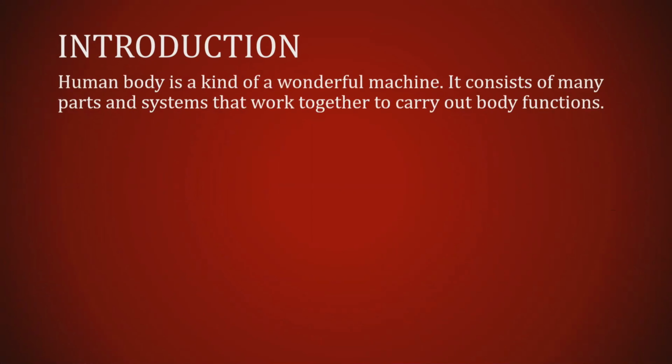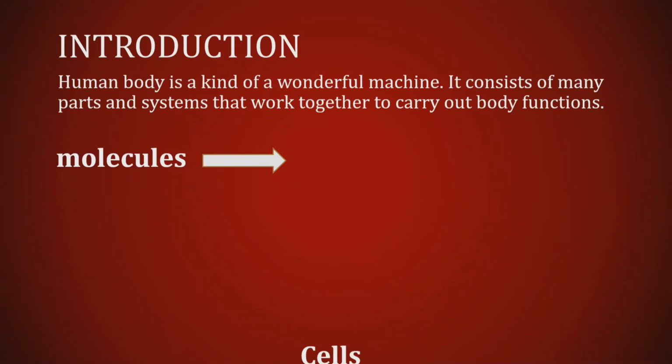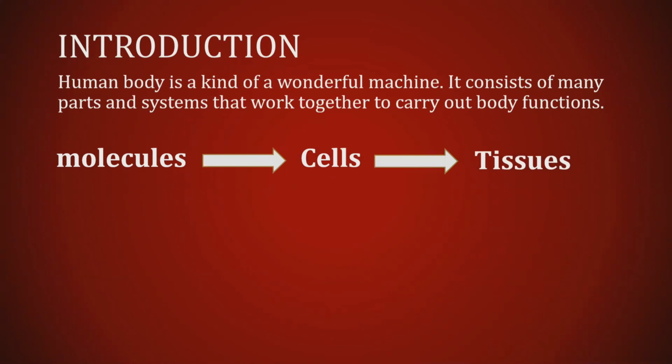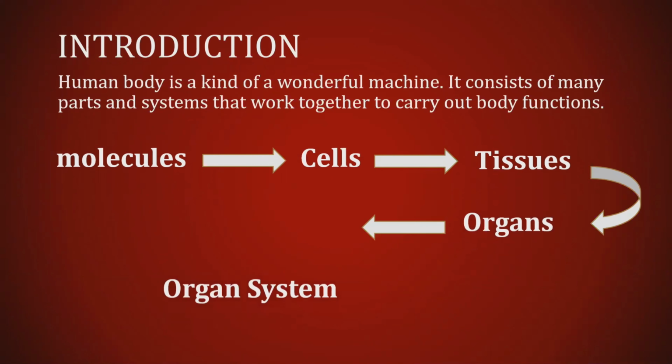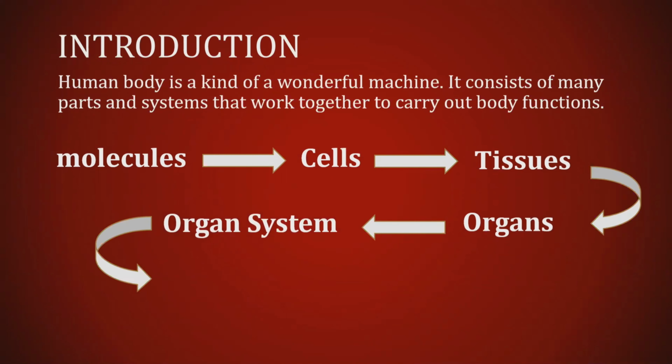The human body is a kind of wonderful machine. It consists of many parts and systems that work together to carry out body functions. We have the molecules, the cells, the tissues, organs, organ system, and the body.